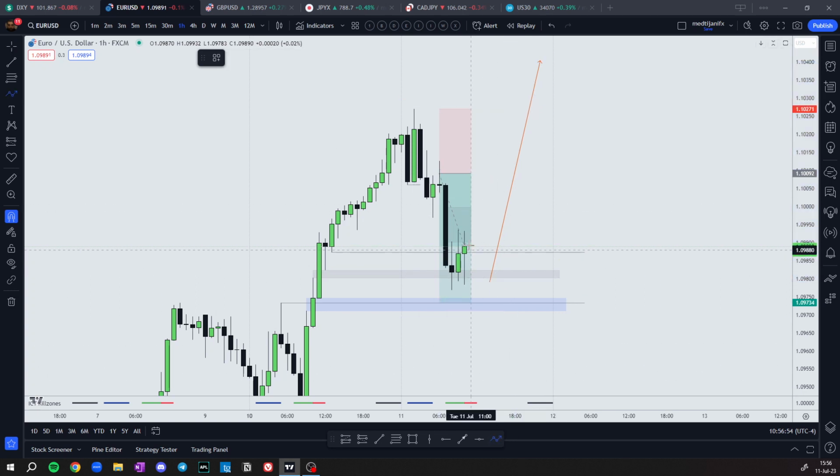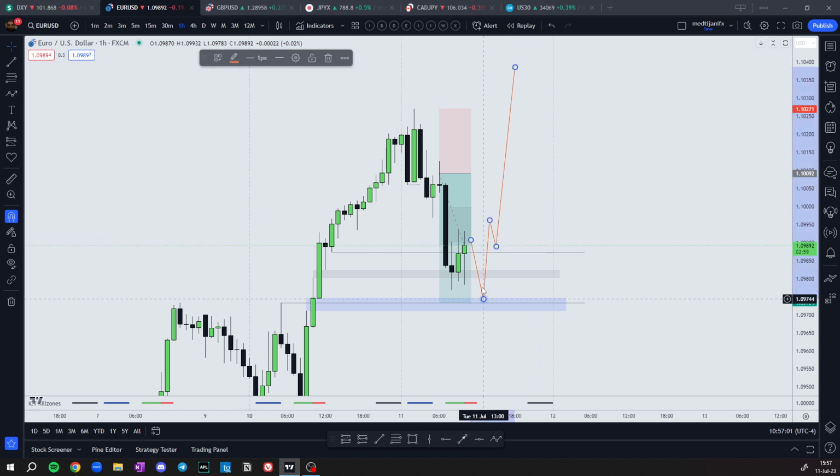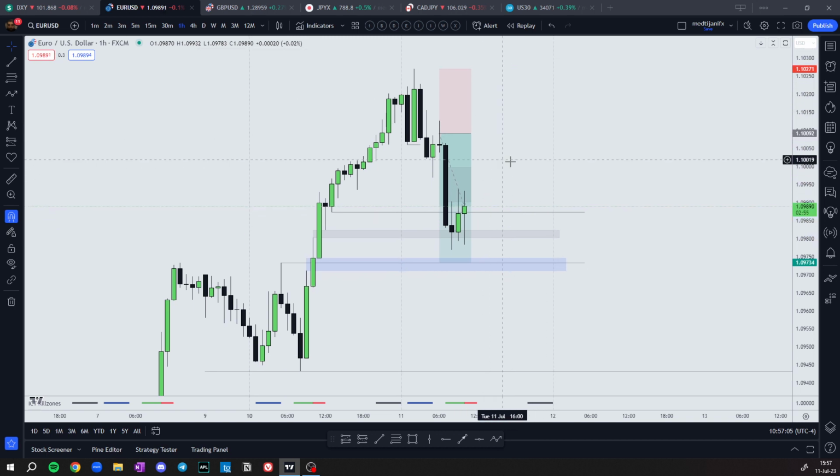but I need to see a break of market structure first, maybe at 15 minutes, something like this, for price to go higher. Maybe taking these lows here, yeah, something like this, for price to go higher.